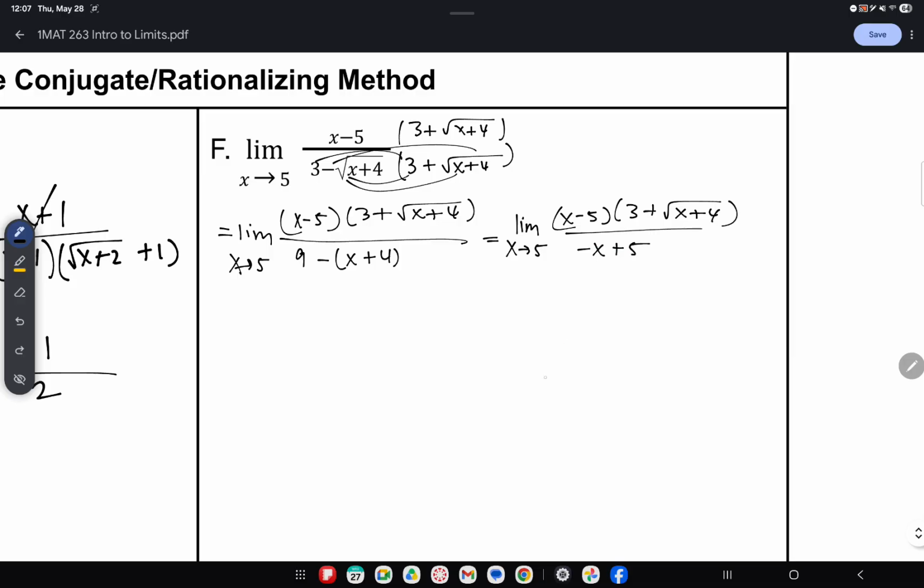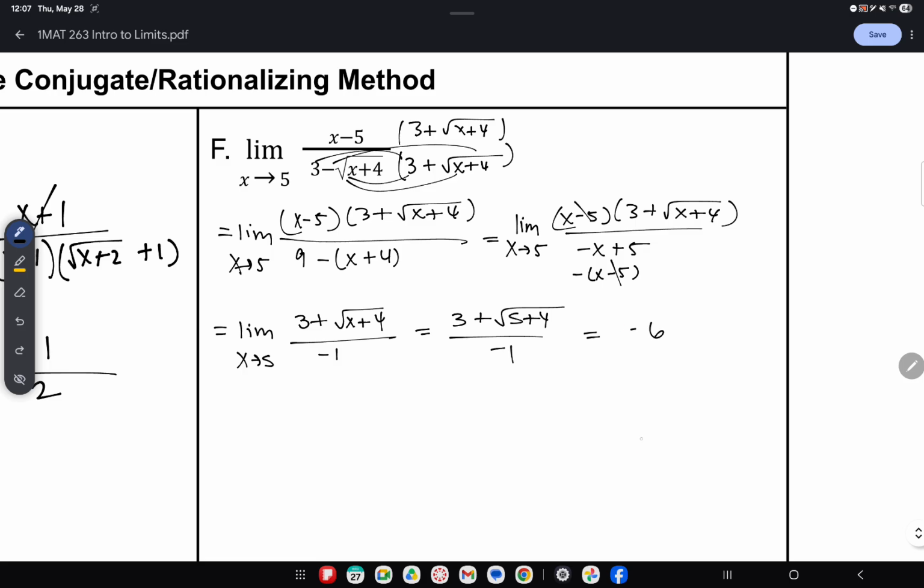negative x plus 5. But if I take out a negative, then I get x minus 5 to then be able to cancel out. So I get the limit as x approaches 5 of 3 plus the square root of x plus 4 over negative 1. So then I get, let's see, I can do a direct substitution. So 3 plus the square root of 5 plus 4 over negative 1 is going to give me 3 plus 3, which is 6 over negative 1, which will give me negative 6.